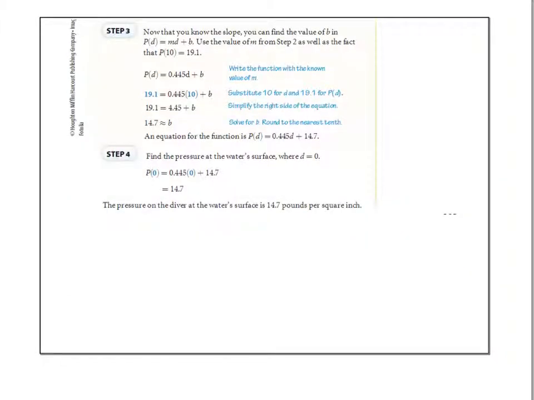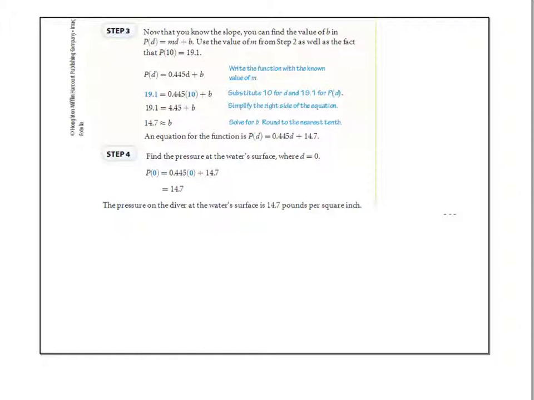Then we would pick one of the 2 pairs. It doesn't matter which one. They chose p of 10 equals 19.1. So they replaced p of d with the 19.1. Again, slope was 0.445. The d value when the pressure is 19.1 is 10. So times 10 plus b. Solve for b, which gives us 14.7. So they rewrote the equation as 0.445 for your slope times d plus 14.7, the y-intercept.